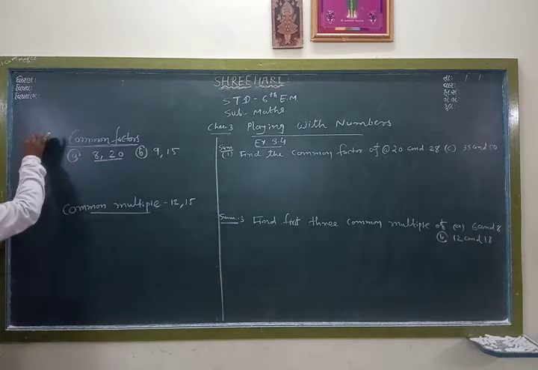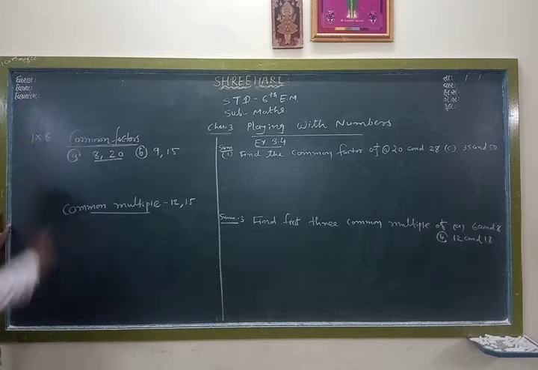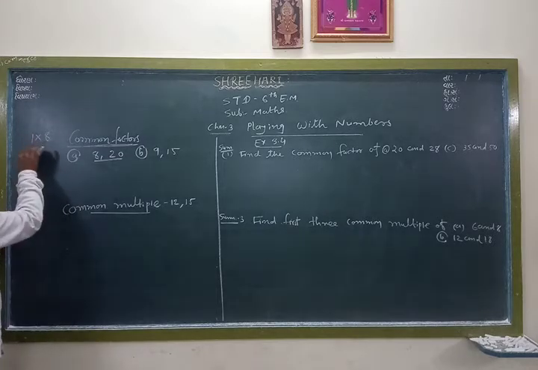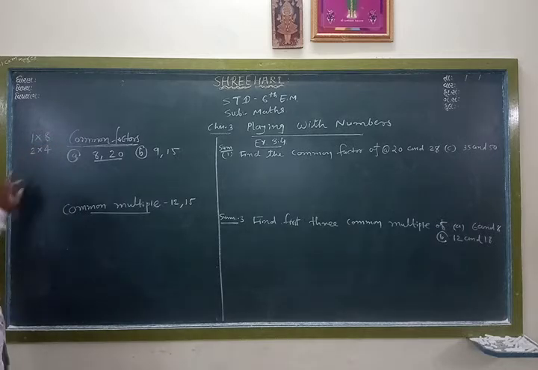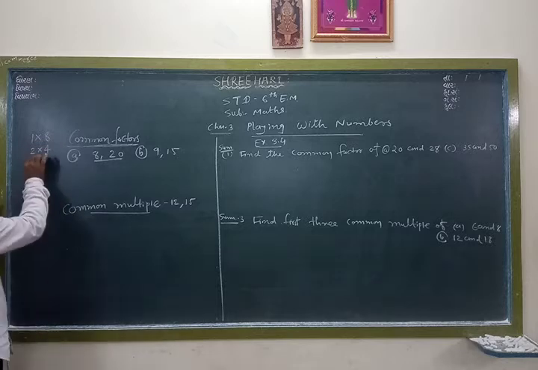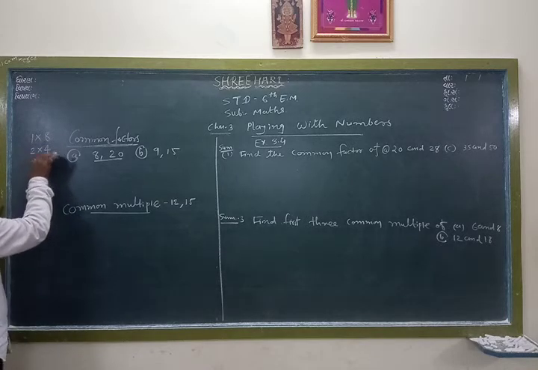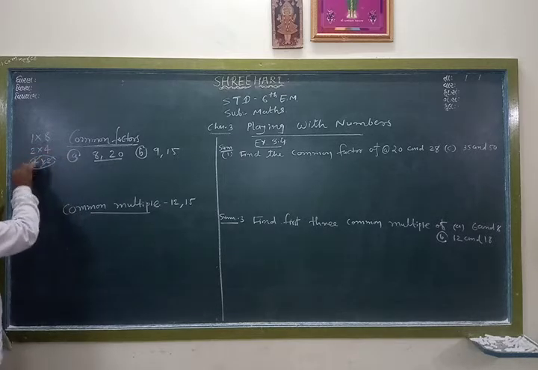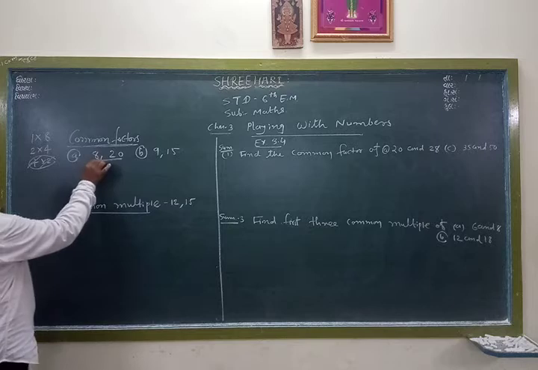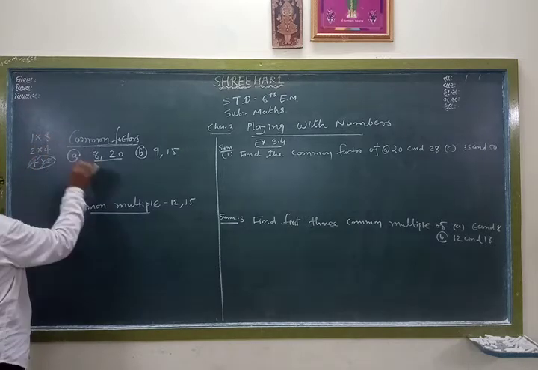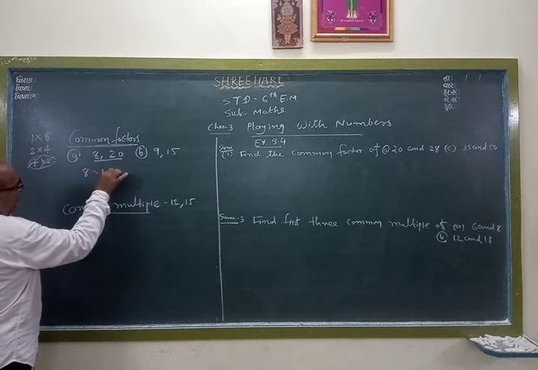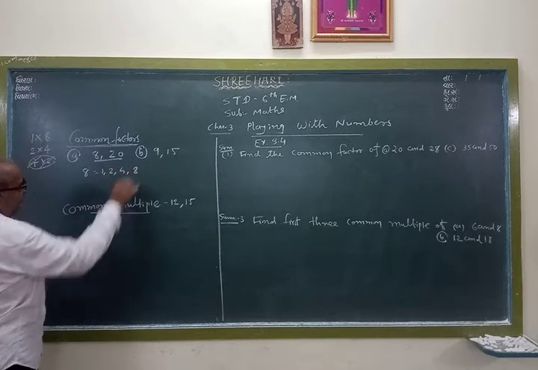1 into 8, 1 8 is 8. 2 into 4, 2 4 is 8. There is no 8 in the 3 table. Here again 4 2 is 8. So 2 and 4 are repeated, so they are cancelled. Now the factors of 8 are 1, 2, 4 and 8.